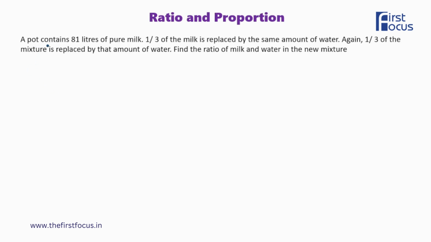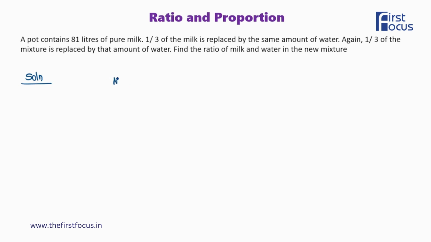See this problem. A pot contains 81 liters of pure milk. 1 by 3 of the milk is replaced by the same amount of water. Again 1 by 3 of the mixture is replaced by that amount of water. Find the ratio of milk and water in the new mixture. A pot contains 81 liters of only milk. We have to replace 1 by 3 of the milk with 1 by 3 of the water. And then in the new mixture we have to remove 1 by 3 of the mixture and replace with water. We have to find the ratio of milk and water in the new mixture.